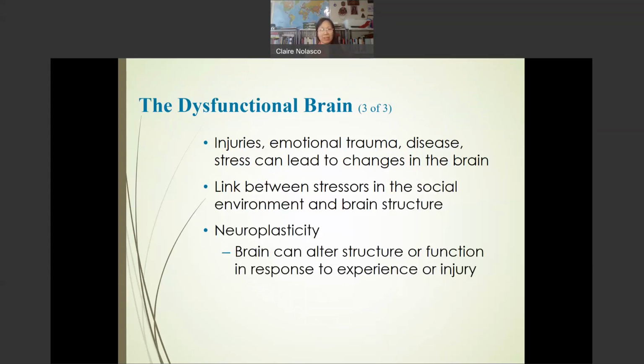Injuries, emotional trauma, disease, and stress can lead to changes in the brain. There have been studies showing the link between stressors in the social environment and brain structure. Some studies discuss neuroplasticity, which states that the brain can alter structure or function in response to experience or injury. For example, if one part of the brain is rendered incapable of functioning due to a stroke, studies indicate that surrounding parts of the brain can assume the functions of that part that had been rendered inactive or inoperable.